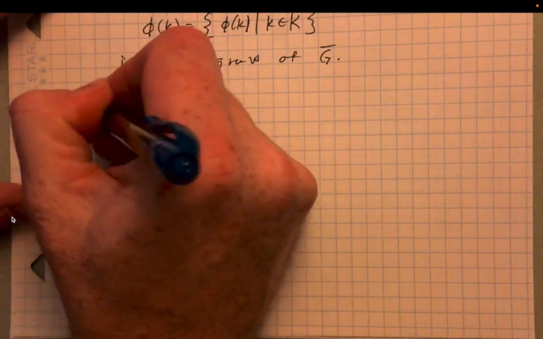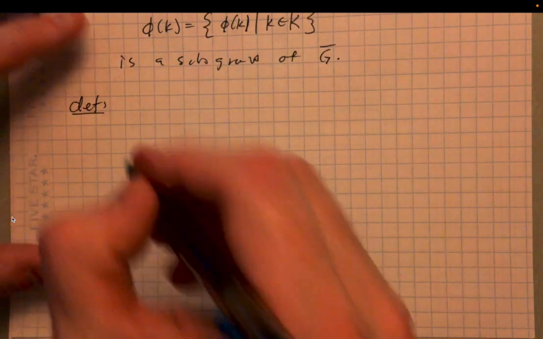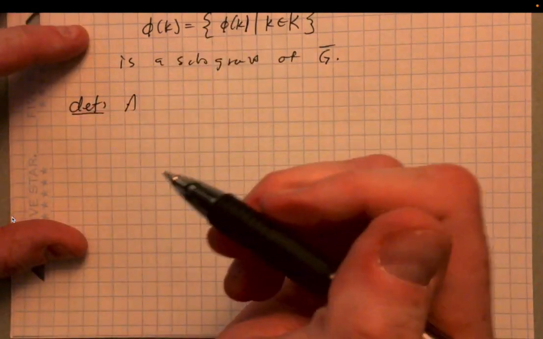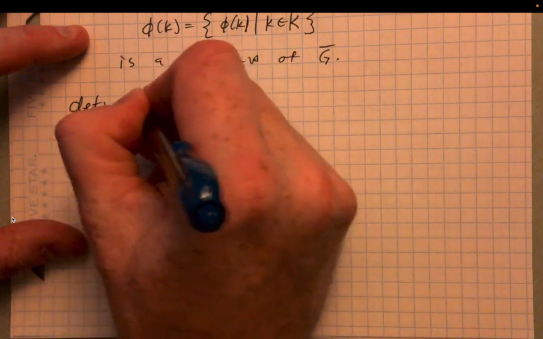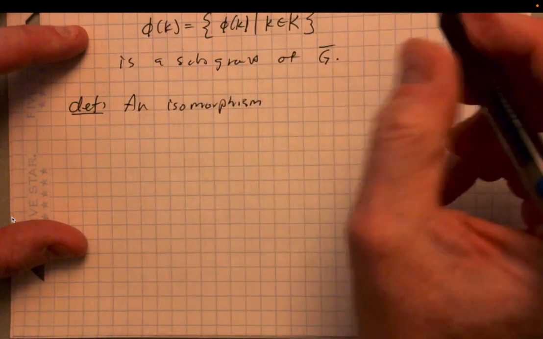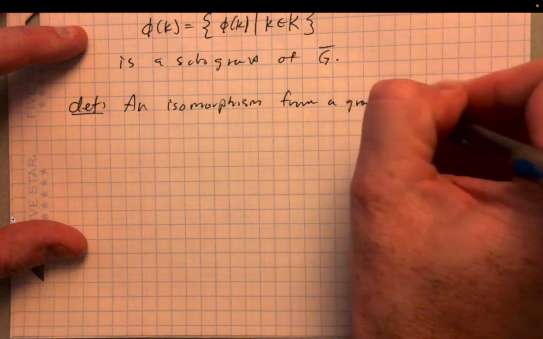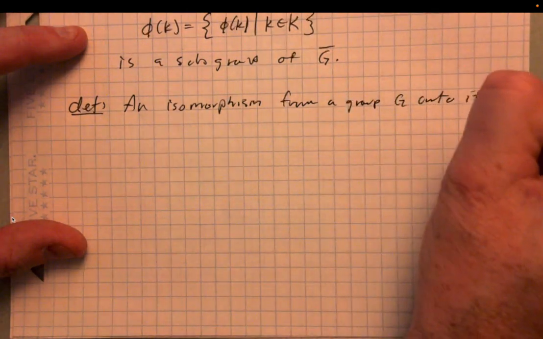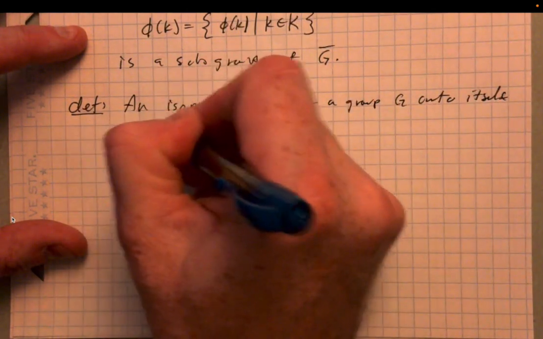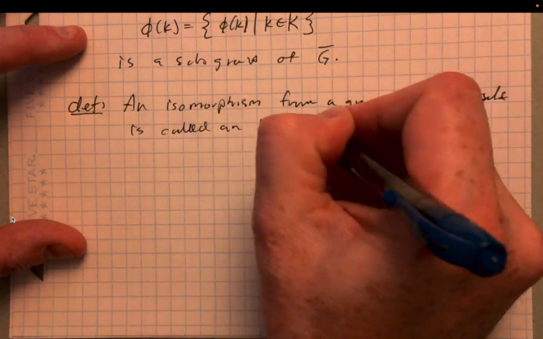Okay, definition. There are some kinds of isomorphisms that are used so commonly they have their own name, and that's what this one is. This is the definition of an automorphism. An isomorphism from a group G onto itself is called an automorphism.